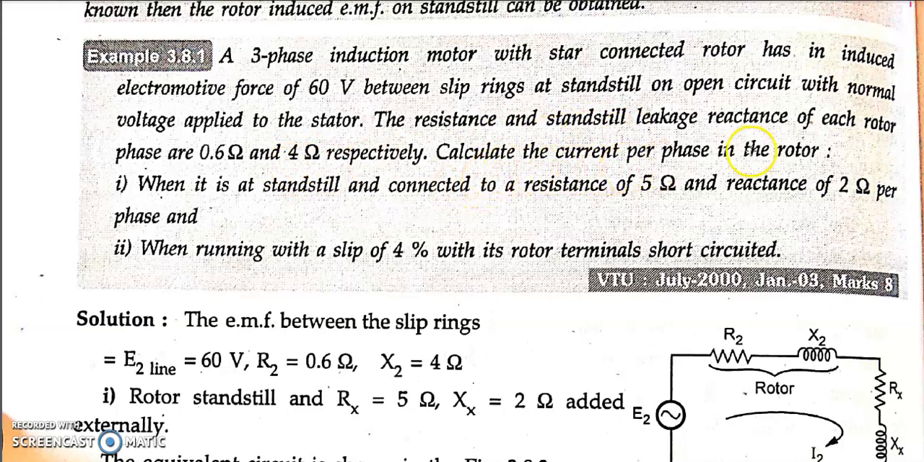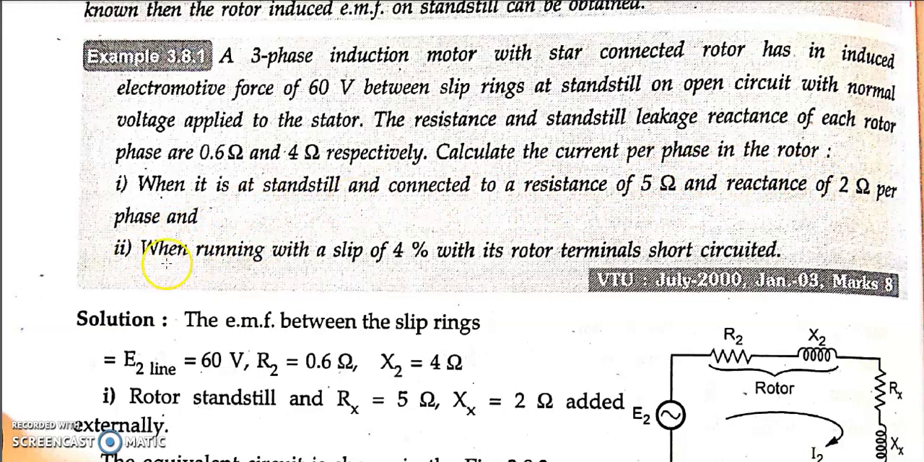So calculate the current per phase in the rotor when it is at standstill and connected to a resistance of 5 ohm and reactance of 2 ohm per phase. They are asking for the current to be calculated per phase in the rotor. So the 5 ohm resistance and 2 ohm reactance I am going to connect to the rotor part and not the stator part. It's clearly mentioned: current per phase in the rotor means these two things will be connected in the rotor part, not the stator part. And second question, per phase value.